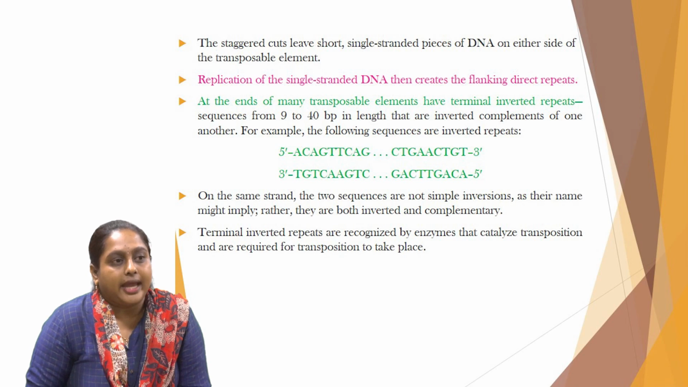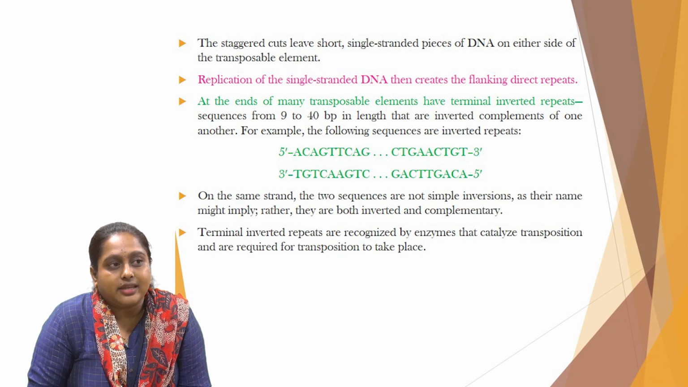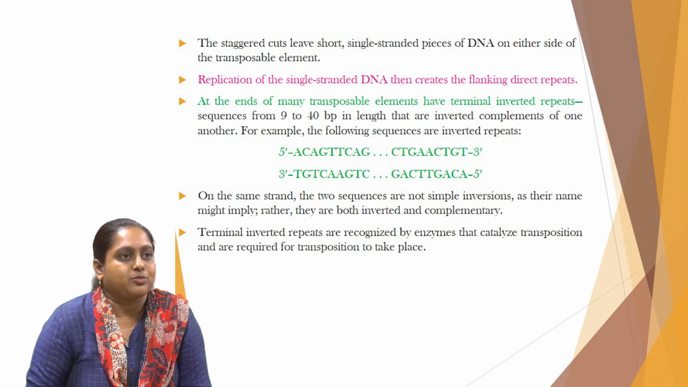For example, ACAGTTCAG from the 5' end of one strand is exactly inverted in the next strand, which again runs from 5', that is ACAGTTACAG. These inverted repeats are found on both sides of a transposable element, which results in the formation of terminal inverted repeats that you can see on either side of a transposable element.